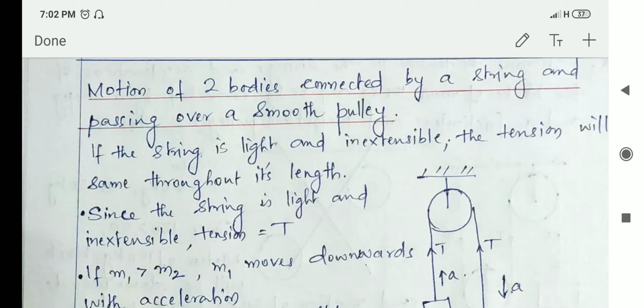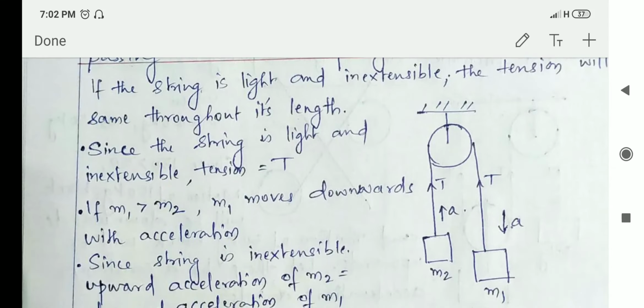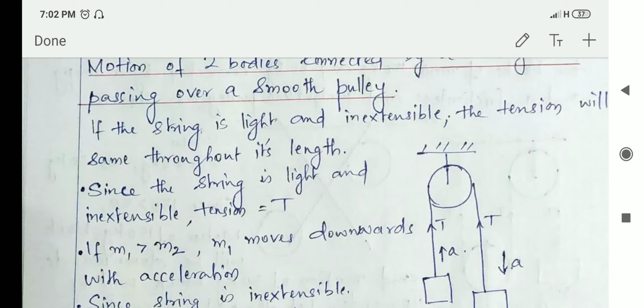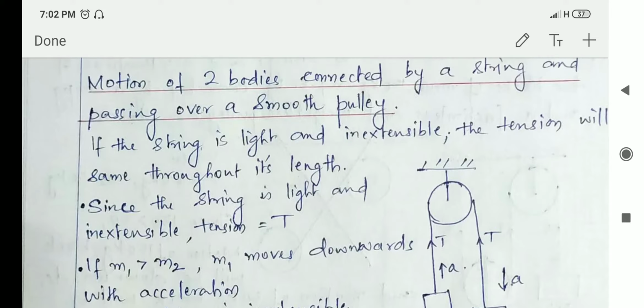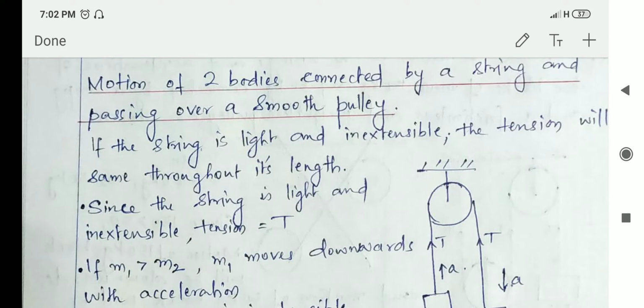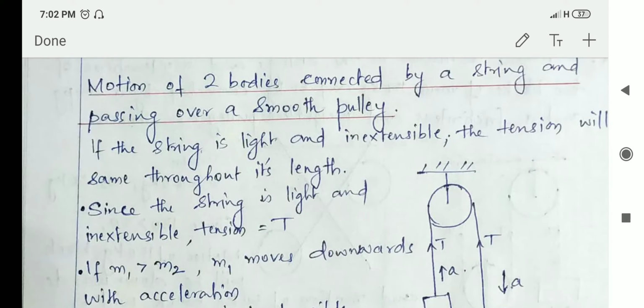Connected body basically means the pulley problems. Pulley we know already. Pulley is a device like this. So, how it moves and all we will be discussing here. So we can expect a definite question from here. It is a very simple portion actually. Once we know the concept, it's very simple. So let's get started. The first type will be motion of two bodies connected by a string and passing over a smooth pulley.